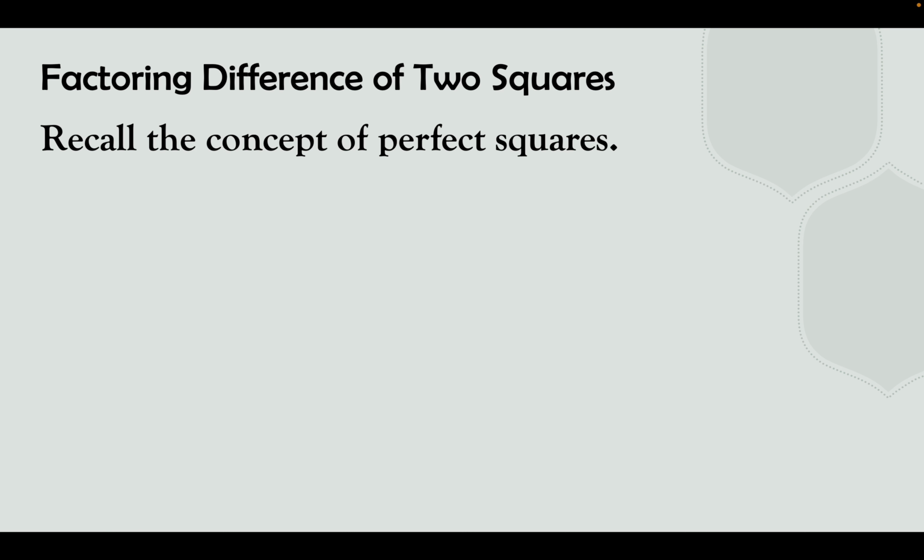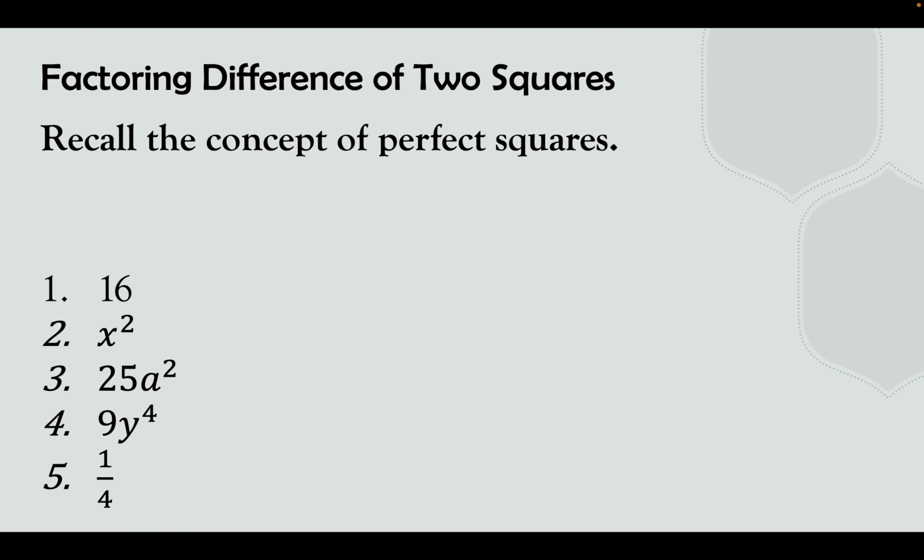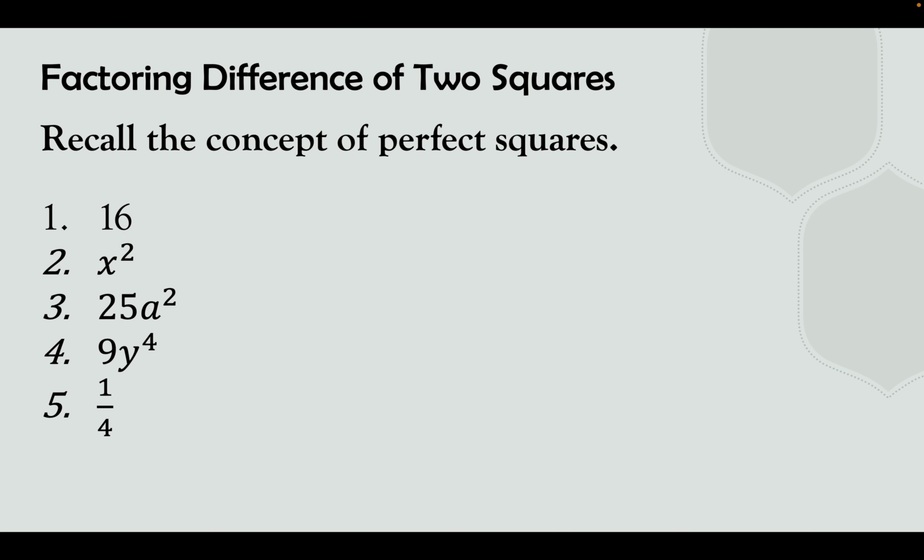Let's recall first the concept of perfect squares. We have 16. What is the perfect square root for 16? We have 4. Now we will change this one into exponential form. Since we have 4 times 4 equals 16, we can change this into exponential form. We have 4 squared. We have x squared. We have x times x. So we will change this one into exponential form.